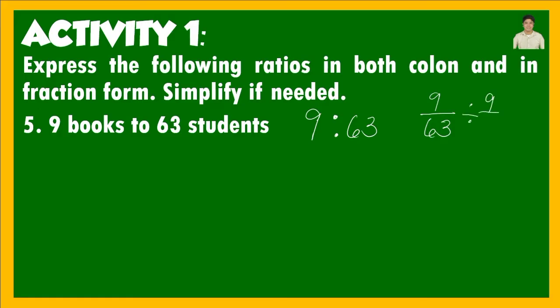So, we will divide 9 to both numerator and denominator. 9 divided by 9, that is 1. 63 divided by 9, that is 7. So, yung fraction form po ng number 5 is 1 over 7. Therefore, 9 is to 63 can also be written as 1 is to 7.